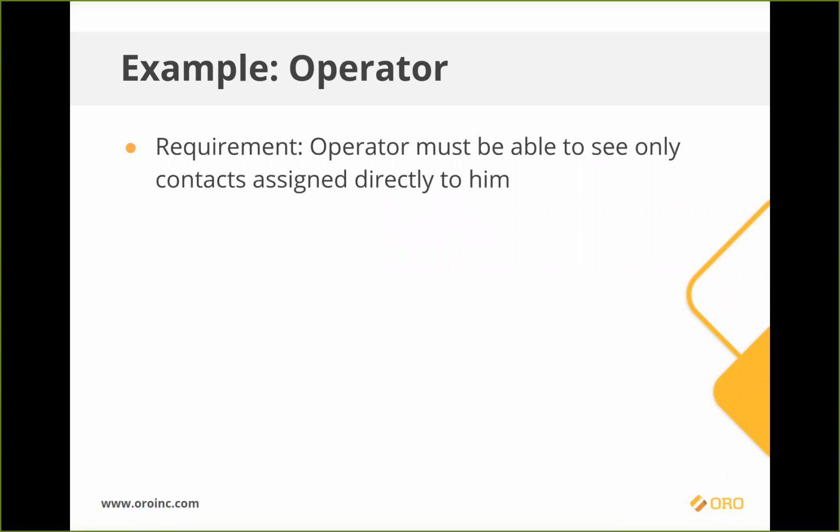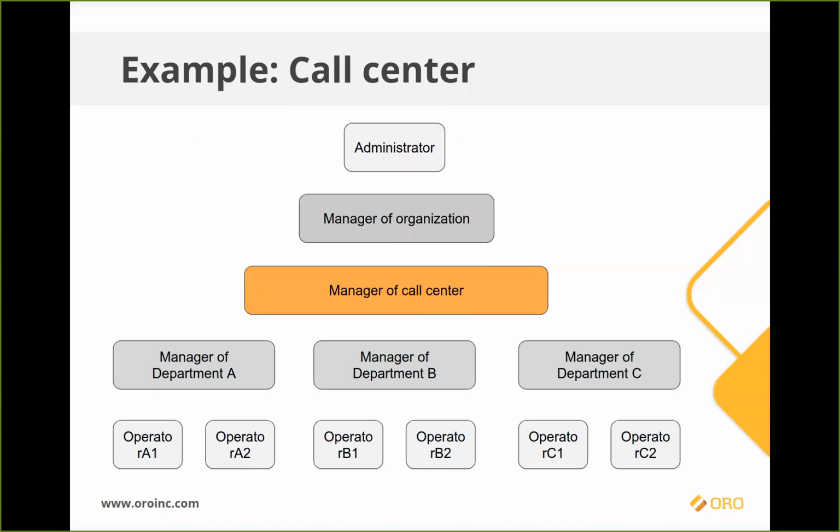So our requirement would be that the operator must be able to see only contacts assigned directly to him. So what should be the ownership type and what access level should the operator have? Okay, try to think about it, and in a second we will continue the discussion. Again, this is how it looks. And each of those operators should only see records they created by themselves.